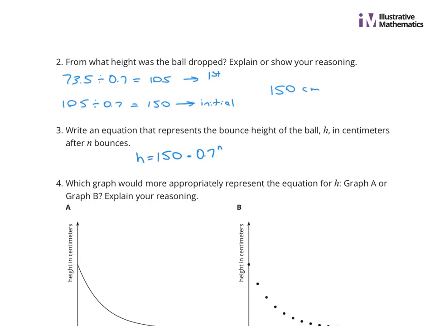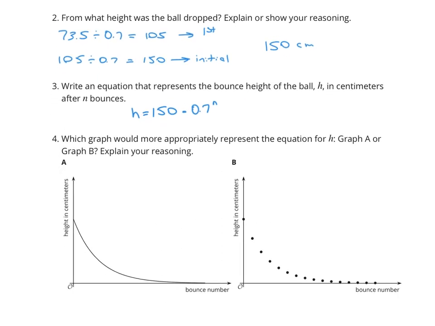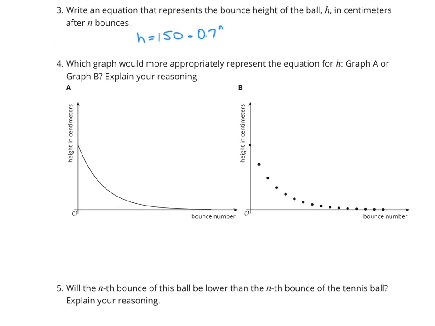Question 4 asks which graph would be more appropriately representing the equation for h, graph A or graph B. In this case, we're going to say graph B. And the key word is appropriately, right? We could use graph A to represent this situation, but graph B is more appropriate, and that's because we need to keep in mind that the number of bounces can only be whole numbers. It can't be decimals or fractions.